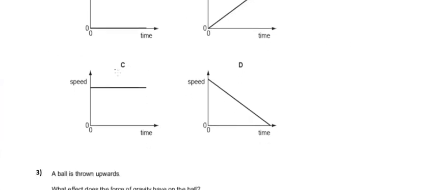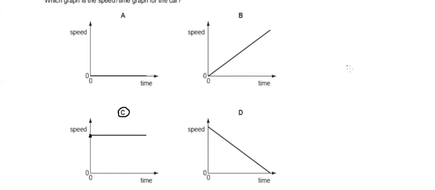In option C, you can see the speed is constant. As the time is increasing, the speed value is constant over here. So this can be our answer. And here the speed is decreasing with the time, so this cannot be our answer. So option number C is the answer.